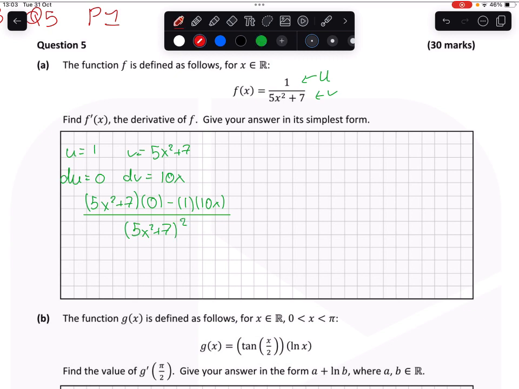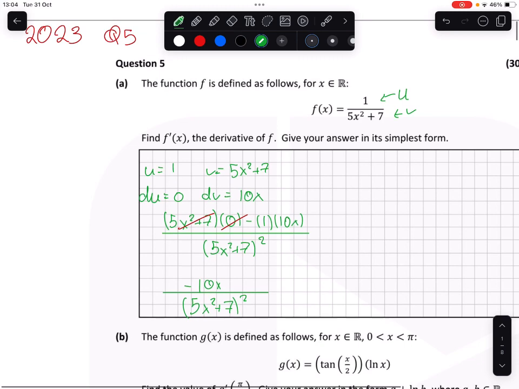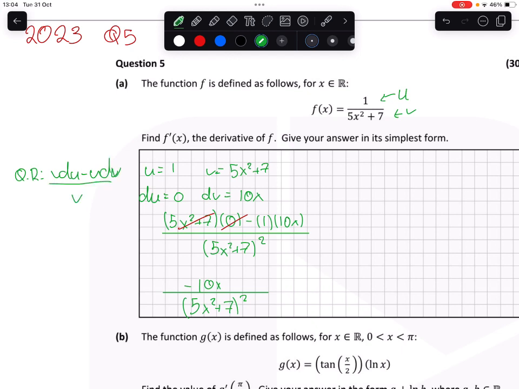If we look at that, the 0 cancels out the 5x squared, so all we're left with is negative 10x all over 5x squared plus 7, all squared. And this is using the quotient rule, which is v du minus u dv all over v squared.